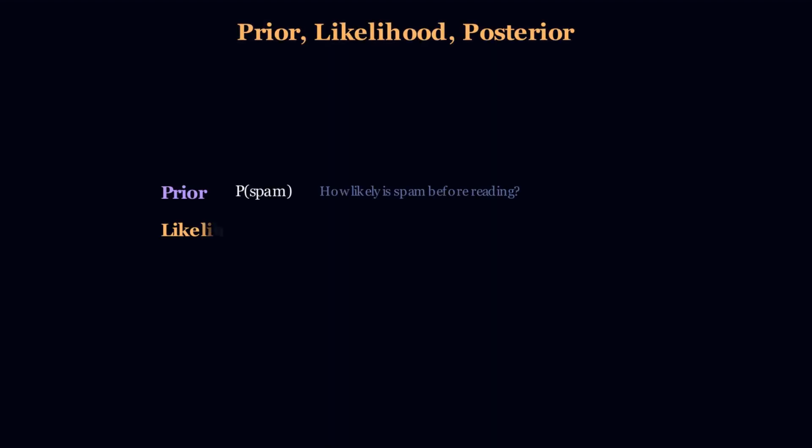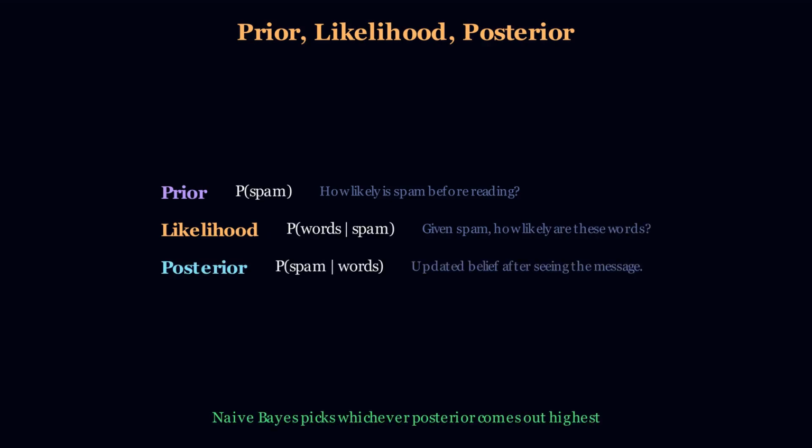Three terms are doing all the work in that formula. The prior, how likely is spam, before you've even read the message. The likelihood, given spam, how likely are these exact words? The posterior, your updated belief after actually seeing the evidence. Naive Bayes just picks whichever posterior comes out highest.